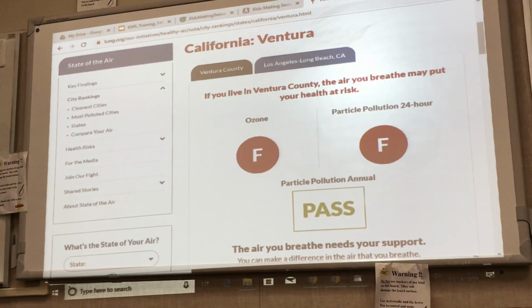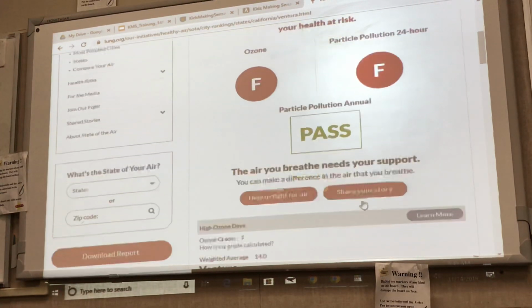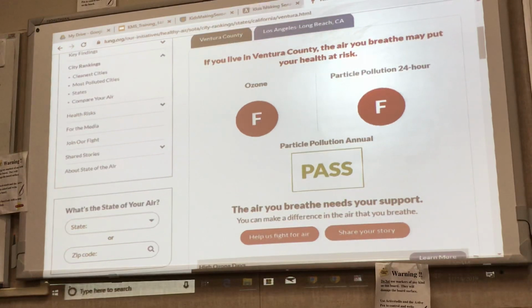It just so happens that Ventura, like many parts of California, has the double whammy where they're terrible for both. At least in the 24-hour particle pollution, each day is not great, but overall it's not the worst for the year. I don't really fully understand how that works out. I can go into the details a little bit more.